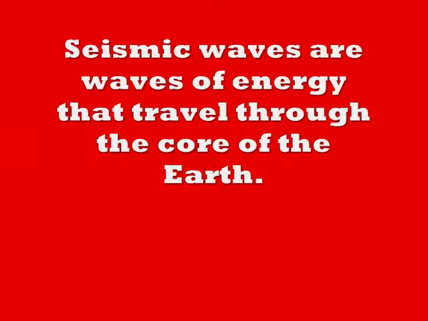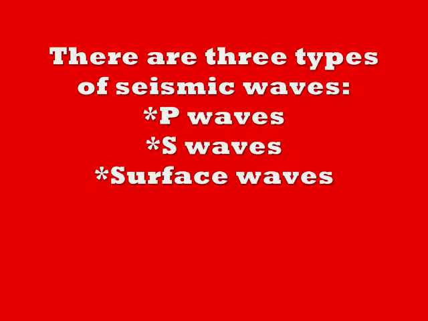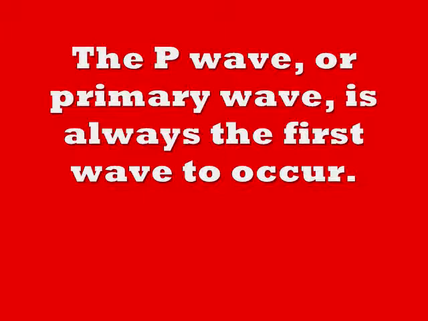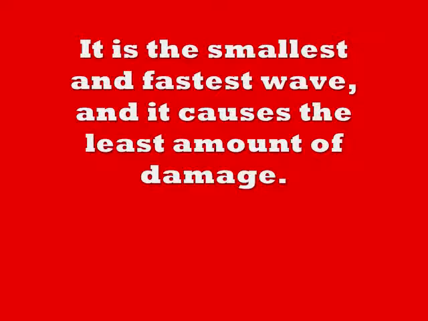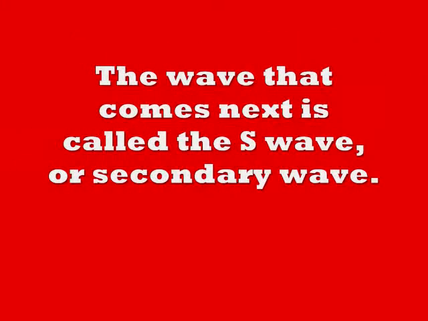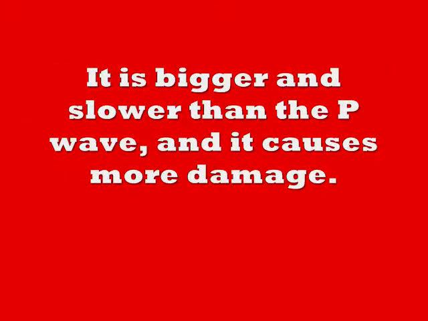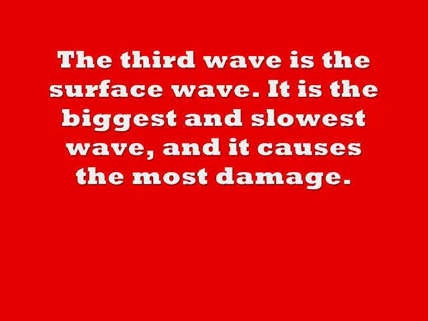Seismic waves are waves of energy that travel through the core of the Earth. There are three types of seismic waves: P waves, S waves, and surface waves. The P wave, or primary wave, is always the first wave to occur. It is the smallest and fastest wave, and it causes the least amount of damage. The wave that comes next is called the S wave, or secondary wave. It is bigger and slower than the P wave, and it causes more damage. The third wave is a surface wave. It is the biggest and slowest wave, and it causes the most damage.